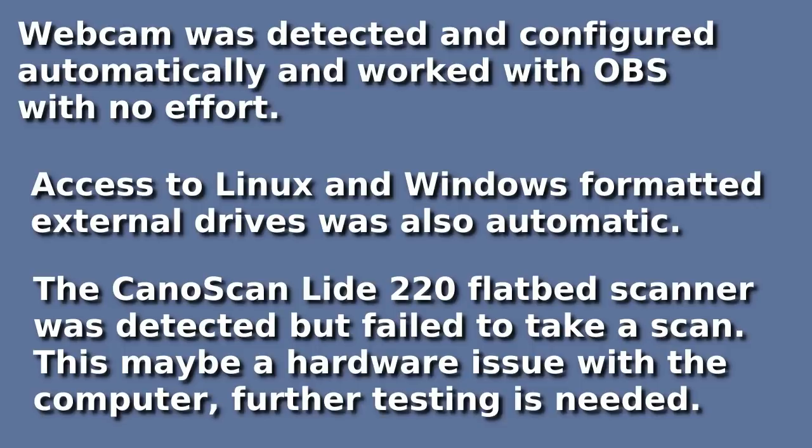No configuration was needed to access Linux and Windows file systems on USB, and the system automatically mounted any USB drive that was put into the USB socket. Trident detected my CanoScan 220 flatbed scanner. It works flawlessly on other machines with other operating systems, but on this occasion it was detected but failed to take a satisfactory scan. Now this is the problem I've had with FreeBSD, so that leads me to perhaps think that this is a hardware problem with my computer. I'll be running some further tests on that and perhaps come up with an update later.